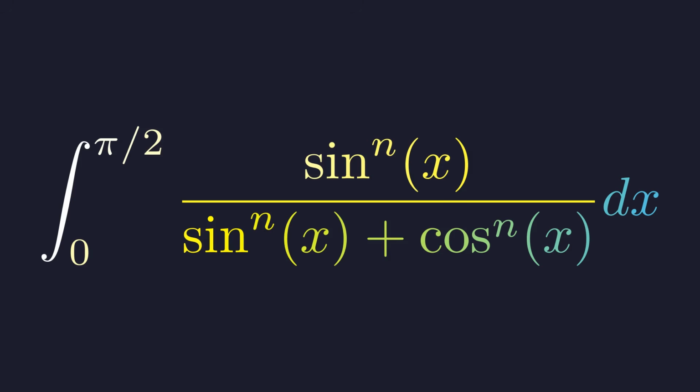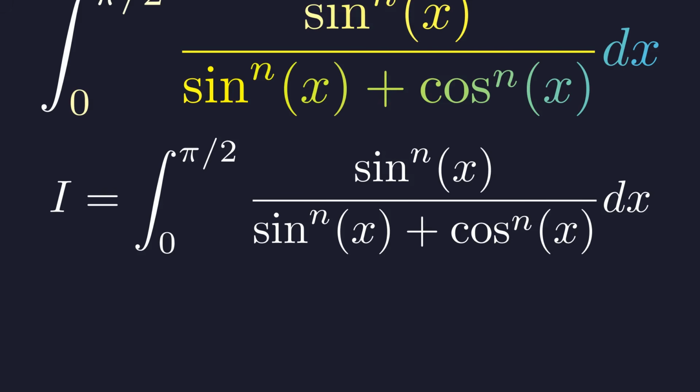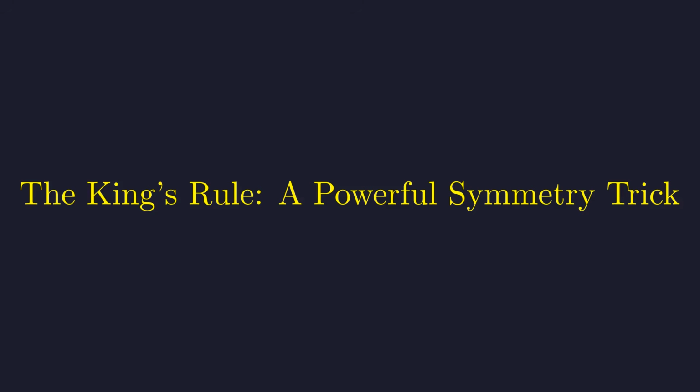At first glance, it's a nightmare, but we're going to solve it in just a few lines using one of the most elegant tricks in calculus. First, let's call our integral I. This is our starting point. The key that unlocks this entire problem is a property of definite integrals, often called the King's rule.